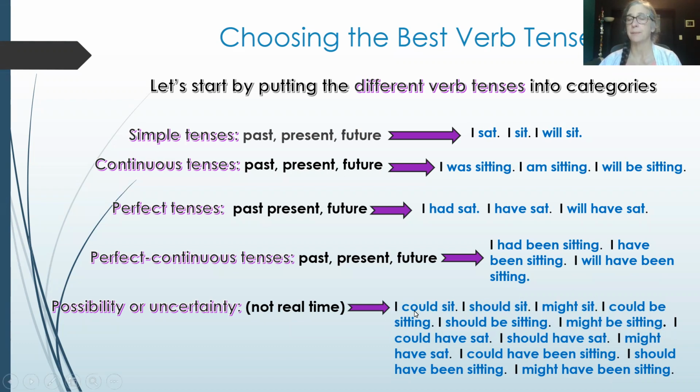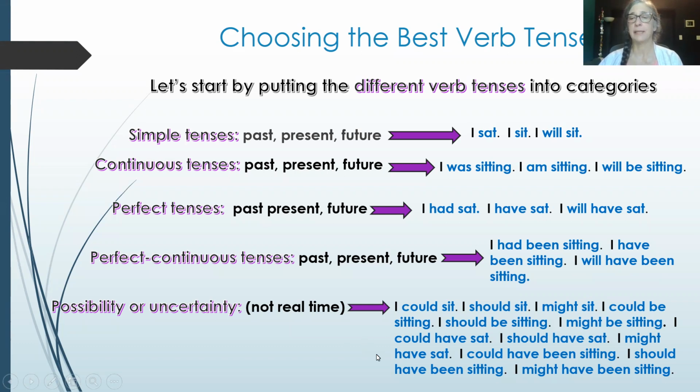I could sit. Well, I'm not really sitting, but I could, right? I should sit. Well, I'm not really sitting. It's not like I sit with my friends every day. I should sit with my friends, right? So that's an alternate reality. That's not really happening. And yet we need to be able to express and convey and communicate the different realms of possibility that we also want to communicate with other people, whether it's in our speaking or in our writing.